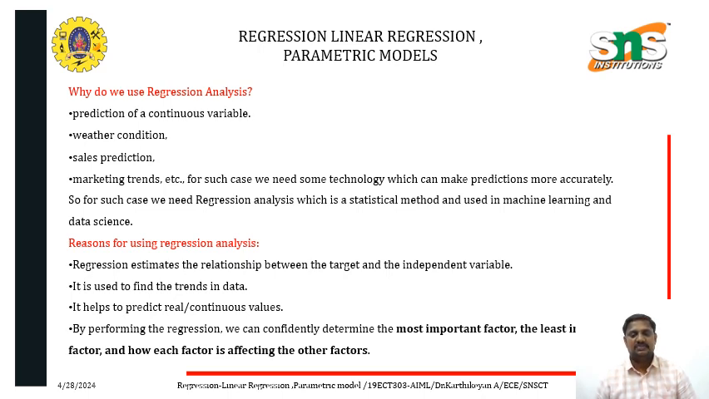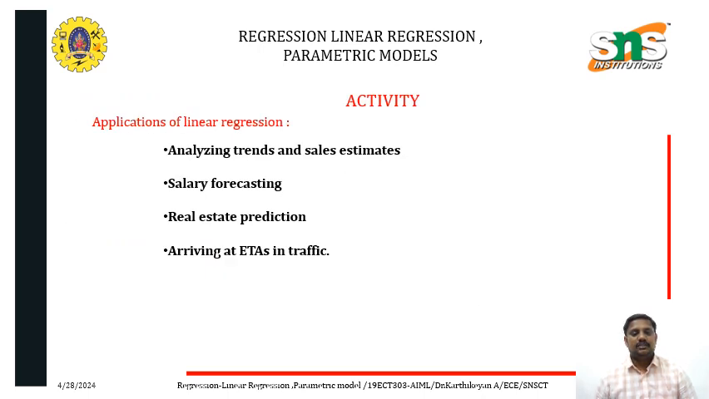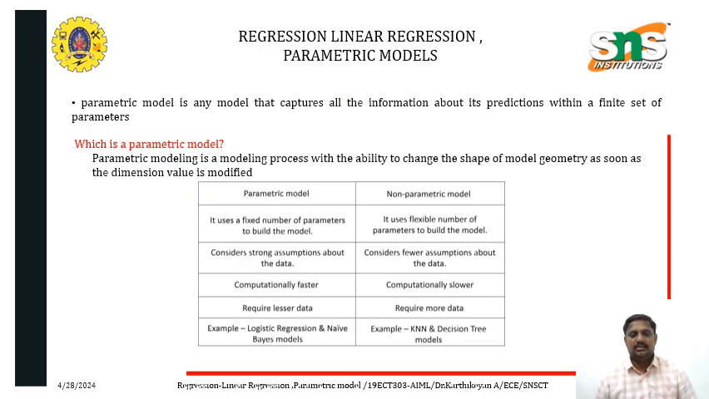And then, this is the parametric model. Mainly the parametric and non-parametric models. A parametric model uses a fixed number of parameters to build a model and considers strong assumptions about the data. It is computationally faster and requires less data. A non-parametric model uses a flexible number of parameters, considers fewer assumptions about the data, is computationally slower, and requires more data. Examples of parametric are logistic regression and naive Bayes and so on. K-nearest neighbors and decision trees can be used for non-parametric.